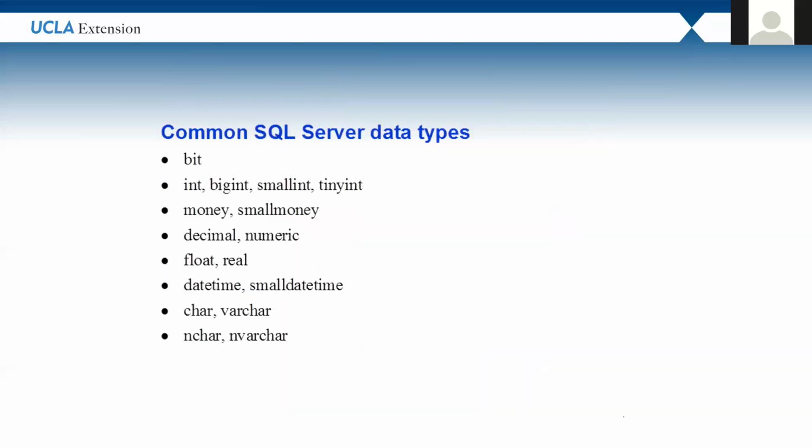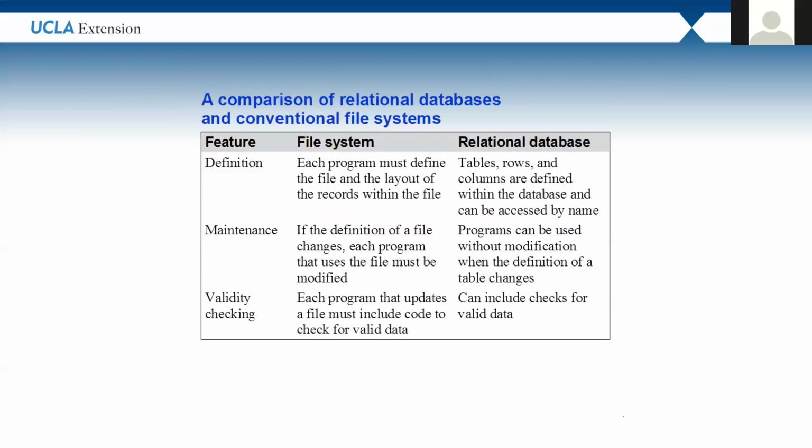Okay, so each field in the table must have a data type. You can have integer, you can have money, dollars, decimal, floating point, or character.